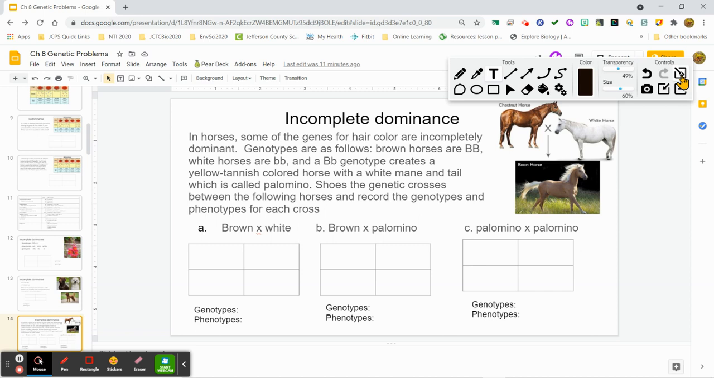So in horses, some of the genes for hair color are incompletely dominant. Genotypes are as follows. Brown horses are capital B, capital B. They're dominant. White horses are recessive. And the heterozygous genotype creates basically a palomino that is kind of light colored and has a white mane and tail. So this should say, show the genetic crosses between the following horses and record the genotypes and phenotypes for each cross. So they told you what the brown horse was.